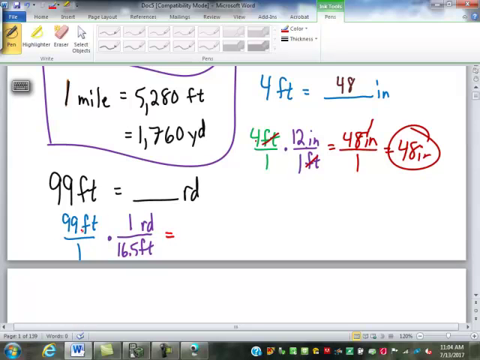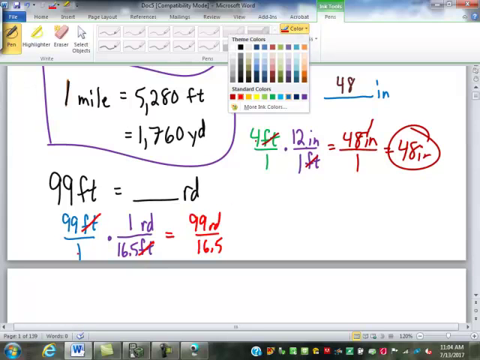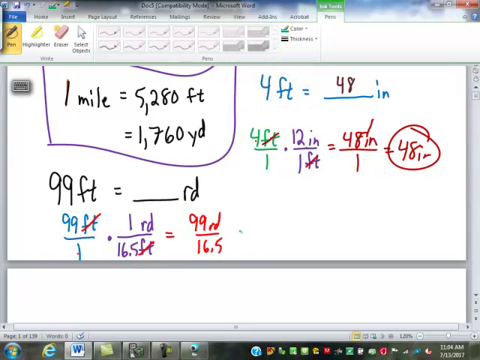So now again, I can cross-cancel the feet. The units, the feet, are gone. Just like canceling out variables. That's one of the reasons why we did the variables within our fractions, is that process right there. Now we have 99 times 1 rod. That's 99 rods. We've got 1 times 16.5 is 16.5. And we simply divide that out. 99 divided by 16.5 is 6 rods. So 99 feet is 6 rods.